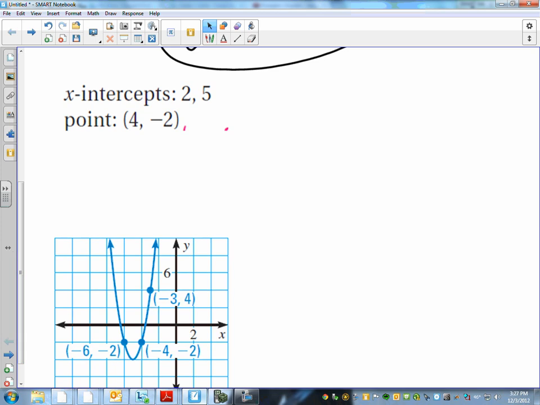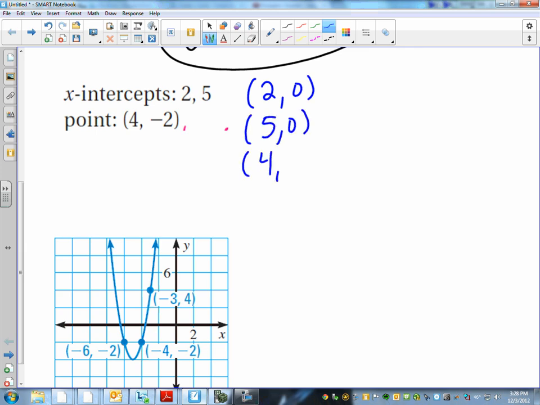Okay, next one. We're given x-intercepts and a point this time, but x-intercepts as points are just the x value and a 0 at the y. Oh, I did that backwards. So really, our 3 points look like this. So when it says x-intercepts, it just means put 0 as your y.